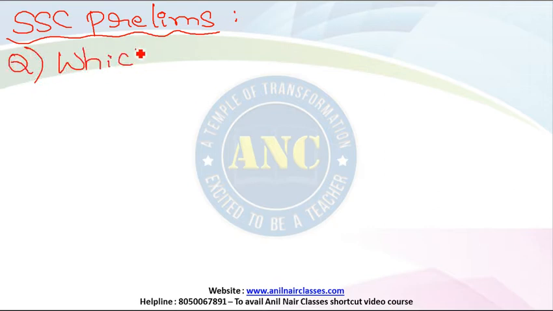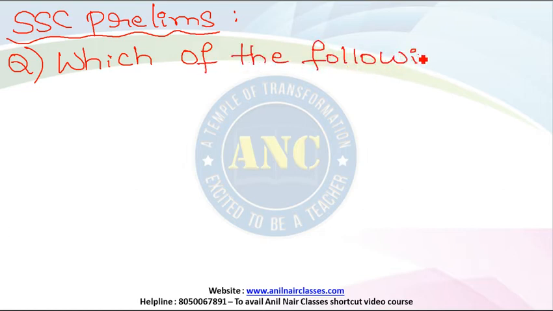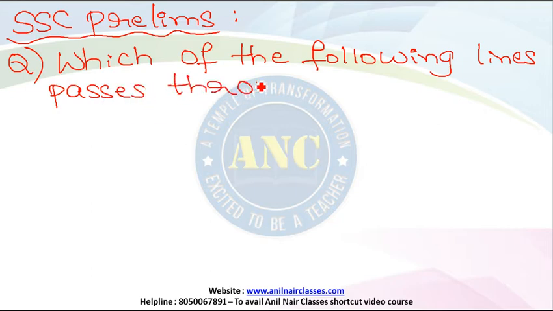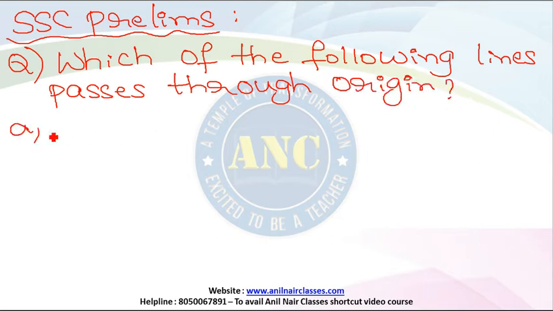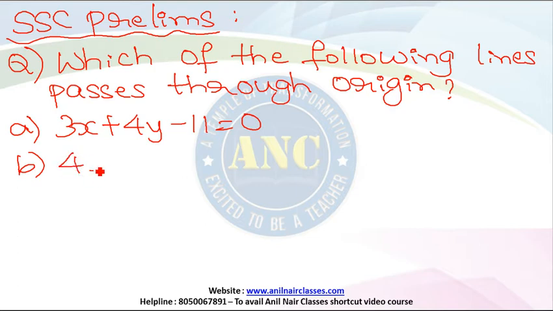Your question is, which of the following lines passes through the origin? That means they are giving you some set of lines and they are asking which among these lines is passing through the origin. Passes through origin is the question. First option is 3x plus 4y minus 11 is equal to 0. Second option is 4x minus 3y is equal to 0.